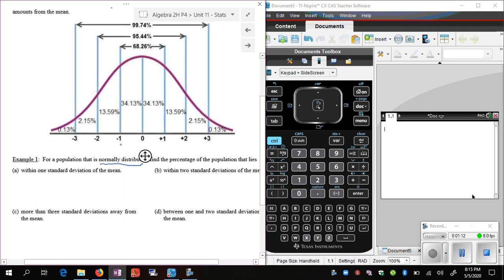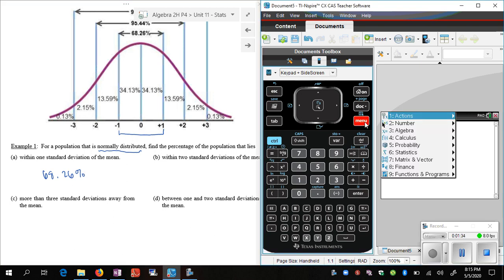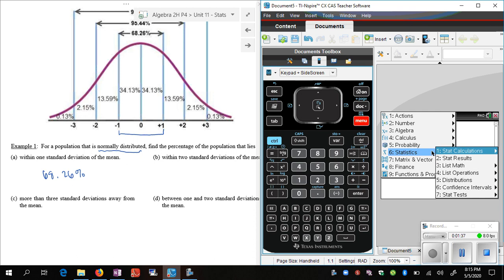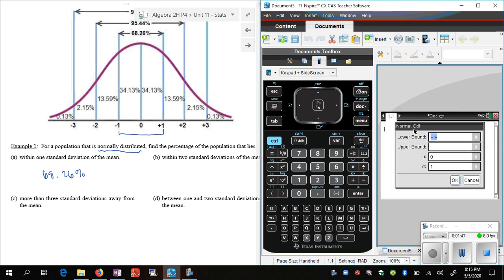So we're calculating the total percent from here to here. That's just a simple addition of 34.13 and 34.13, or as given in the chart above, 68.26%. Now we're not always going to be given this chart. In fact, we're going to need to know how to manipulate our calculators to find this information. So on a calculator page, we go to Menu, Statistics, Distributions, because this is a normal distribution, and we are going to go to Normcdf, Normal Cumulative Distribution Function.